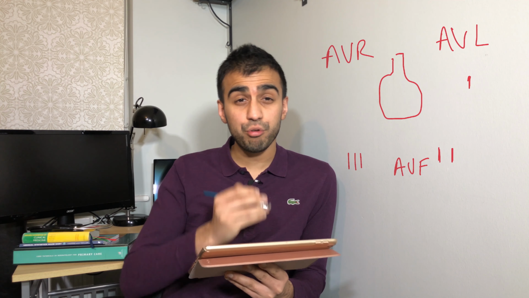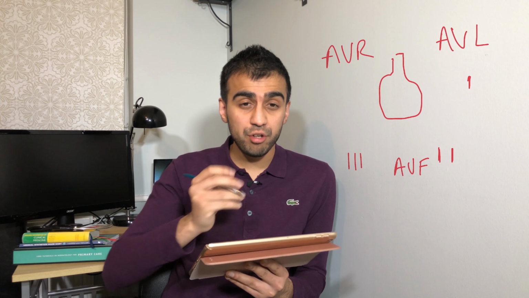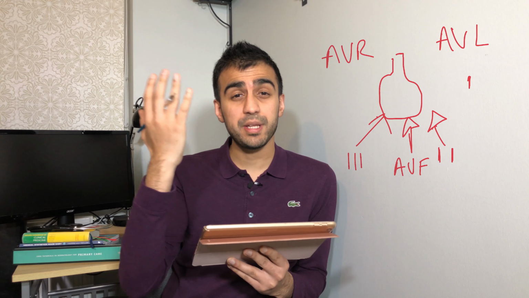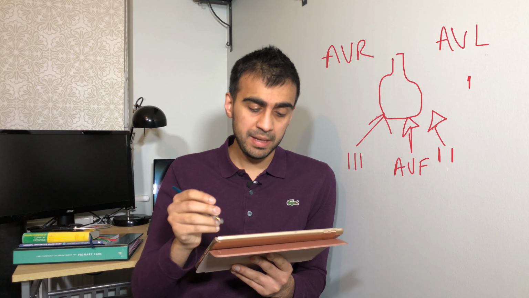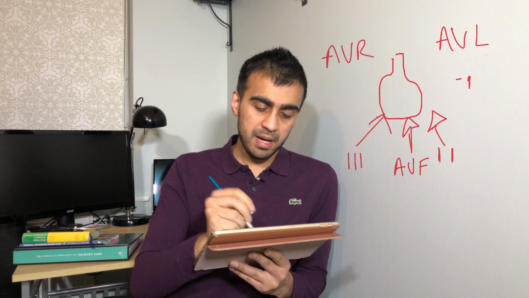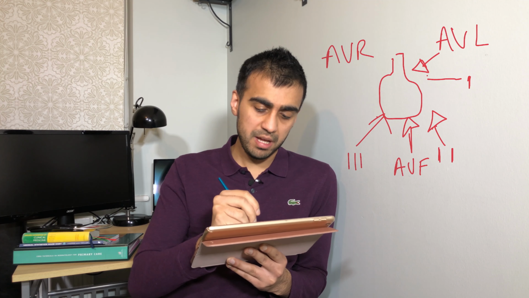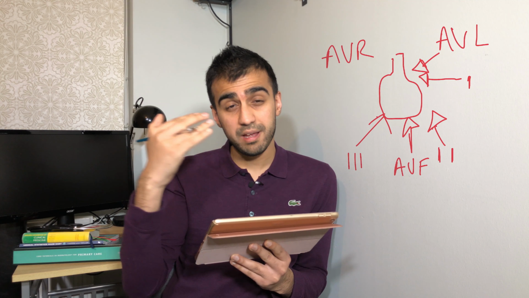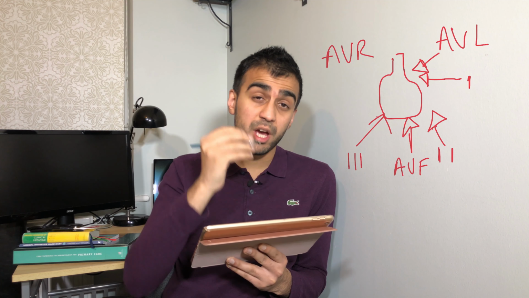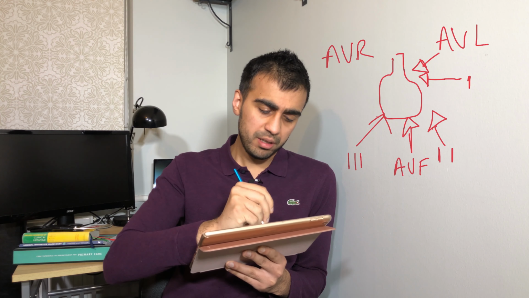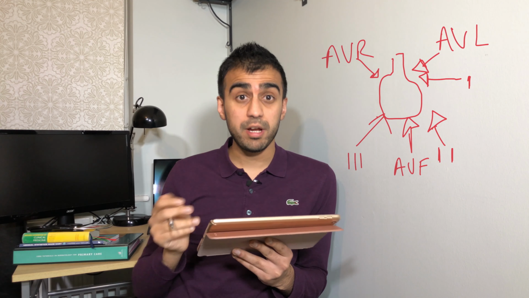Now what I'm going to do is draw arrows towards how each lead is actually looking at the heart. So the key is to remember that 2, 3 and AVF all are looking up at the heart, so they give us information about the inferior surface of the heart. 1 and AVL are what we call high lateral views, so they look at the heart from a lateral aspect. And then we have AVR, which is ultimately looking at the right atrium.